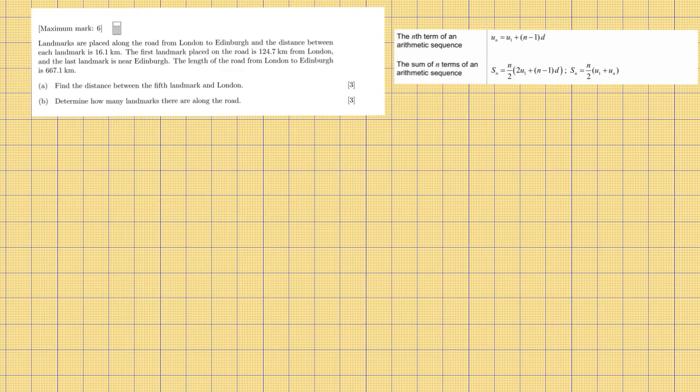Another typical question. Landmarks are placed along the road from London to Edinburgh, and the distance between each landmark is 16.1 kilometres. The first landmark placed on the road is 124.7 kilometres from London, and the last landmark is near Edinburgh. The length of the road from London to Edinburgh is 667.1 kilometres. Because the landmarks are evenly spaced, we have an arithmetic sequence. D is equal to 16.1 and U1 is equal to 124.7.